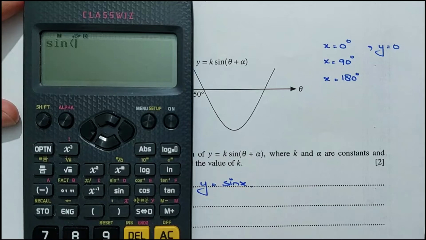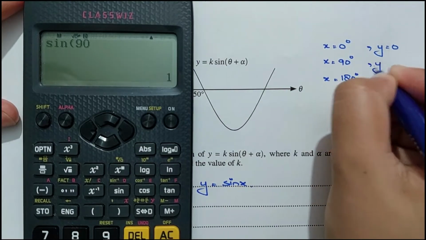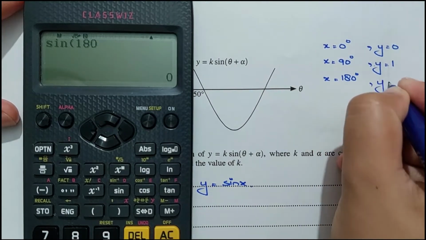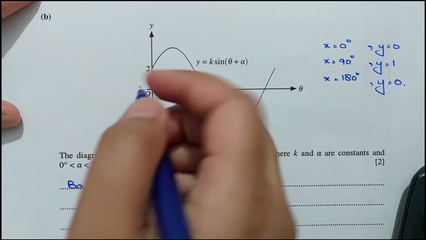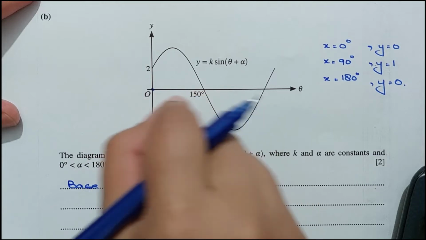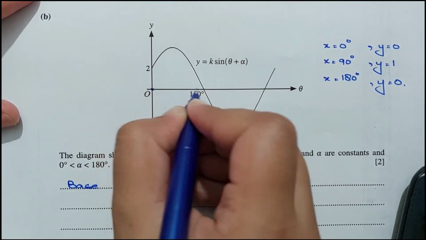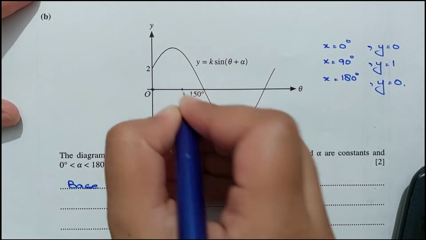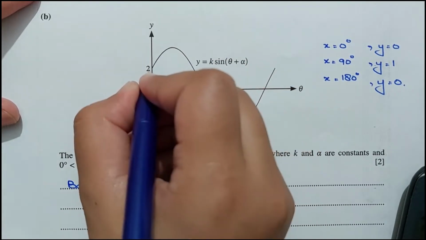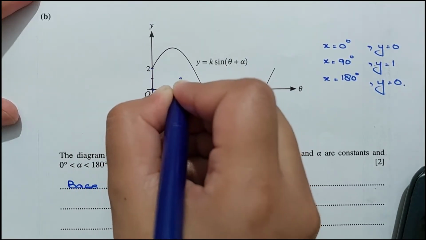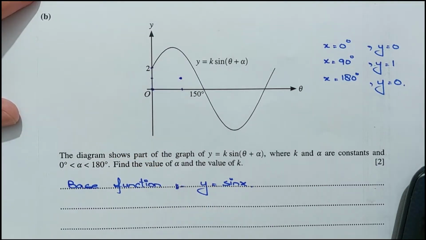Okay, now sine 0 is 0, sine 90 is 1, and sine of 180 is also 0. So for sine 0, y equals 0. Sine 90 lies between 0 and 150, closer to 150. Let's say 90 is over here, and at 90 its value is 1. So this is 2, and below this 2 we have 1. Let's say 1 is over here, and y is 1.